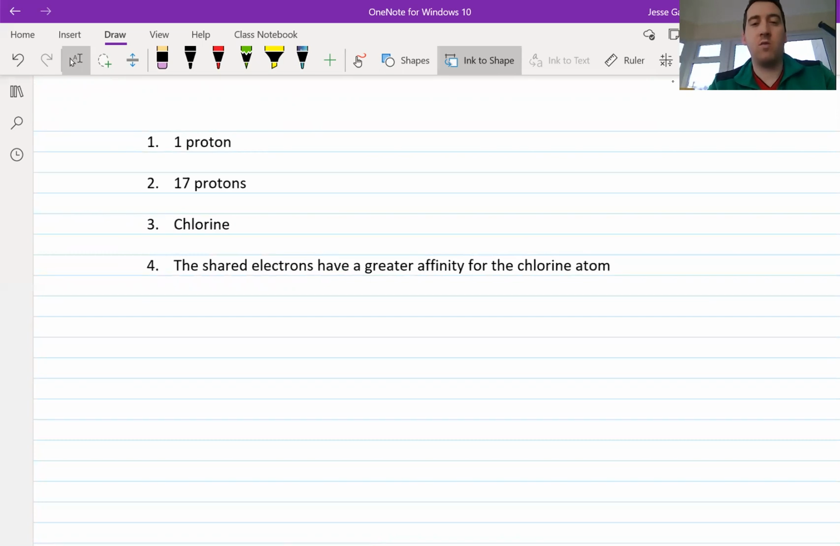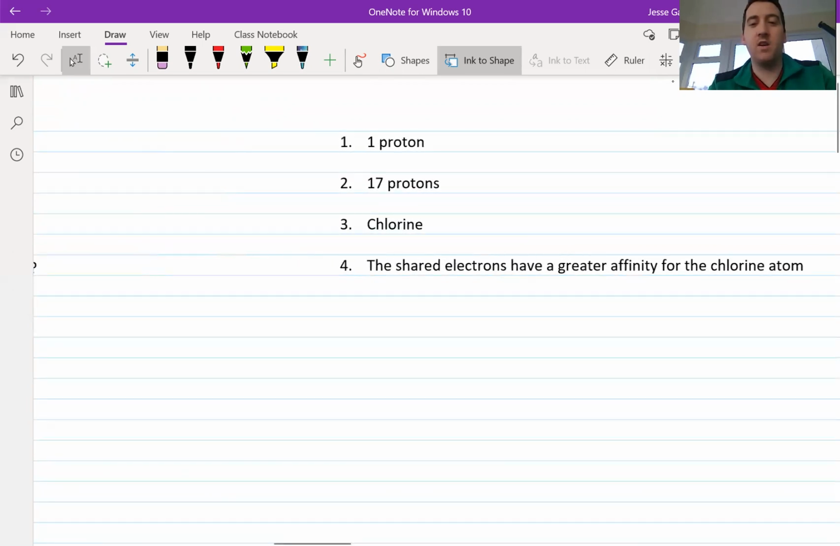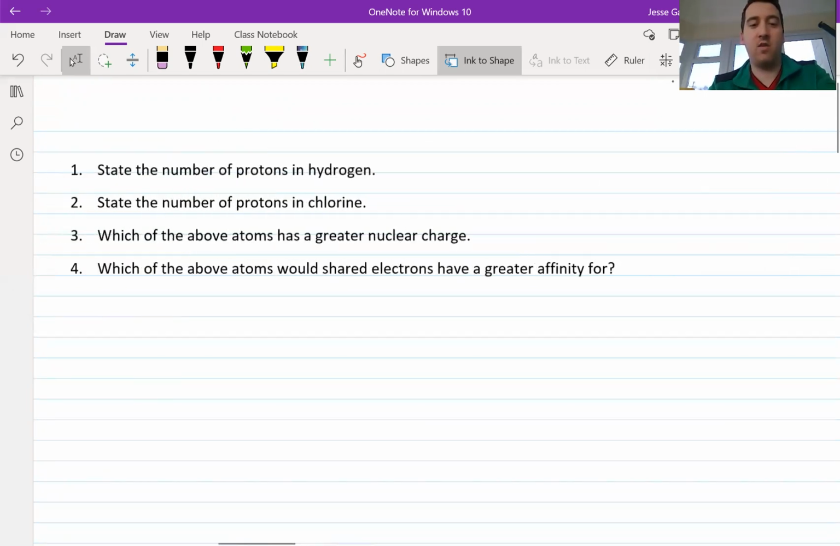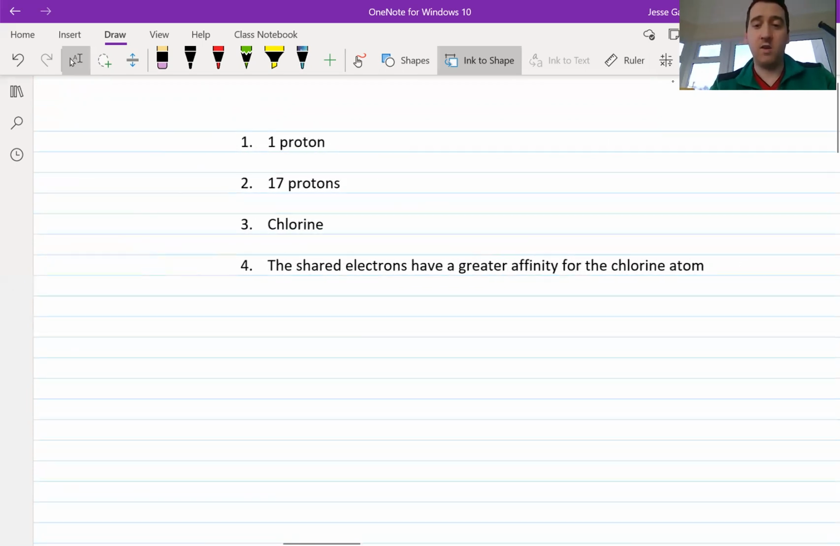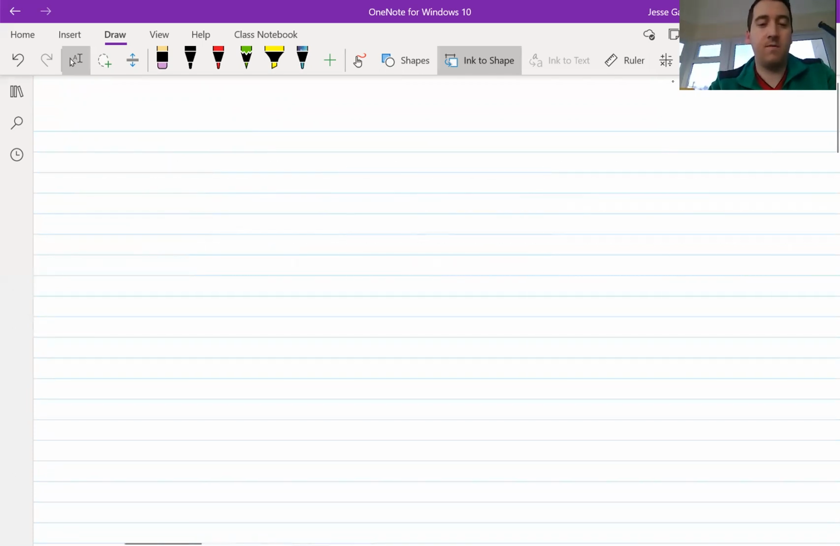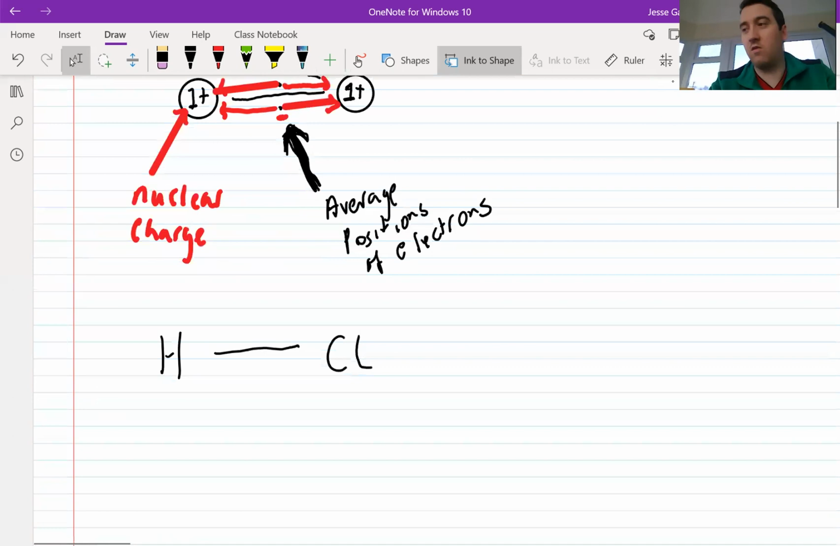All right, so hydrogen has 1 proton in the nucleus, chlorine 17. We know this from the atomic numbers. Chlorine is going to have a greater affinity for the electrons because it has a higher nuclear charge. So number 3, which atom has a higher nuclear charge? That would be chlorine. And number 4, which atom would have a higher affinity for the shared electrons? The shared electrons have a greater affinity for the chlorine atom. So, see how that was all relevant.